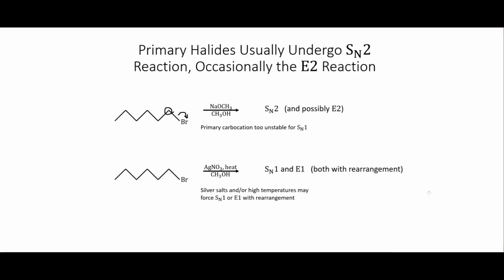If we add these silver salts or high temperature, we can try to force an SN1 or E1 with rearrangement. So up here we have this strong base, which is also a strong nucleophile. Here we just have this weak nucleophile, or this weak base anyway, and we're adding this silver nitrate and heat, and so we can try to force the SN1 or E1 with that. But usually with the primary halides, they undergo the SN2 reaction and occasionally the E2 reaction.